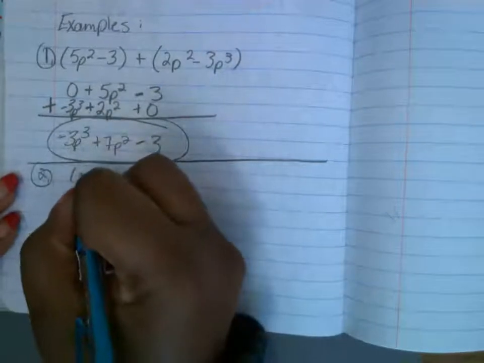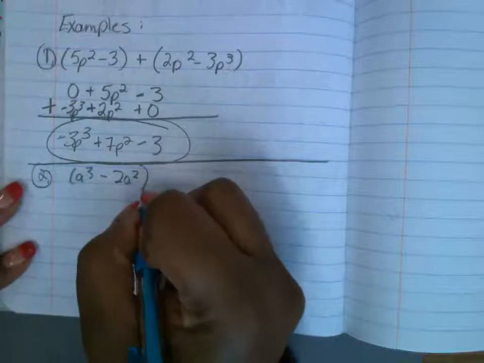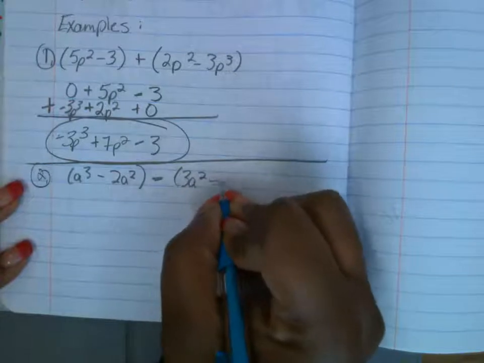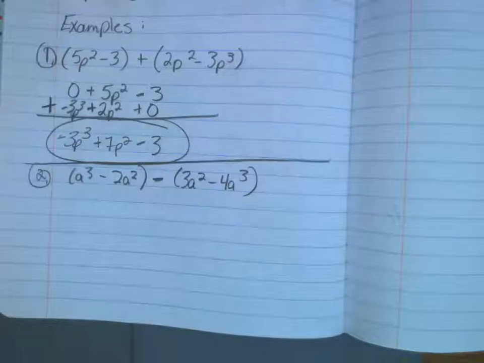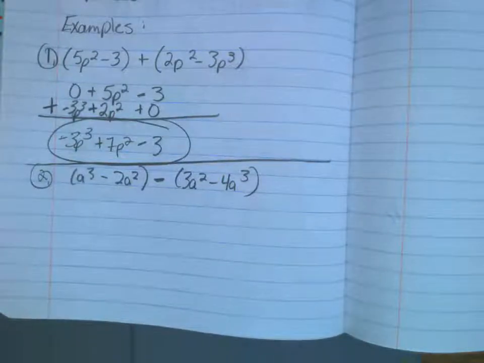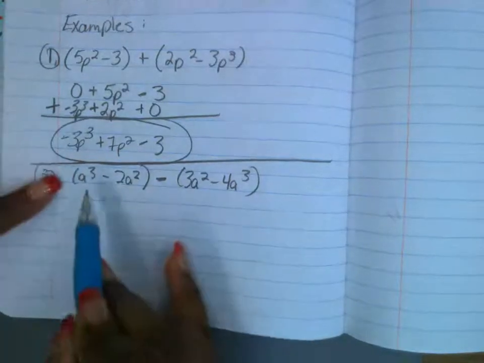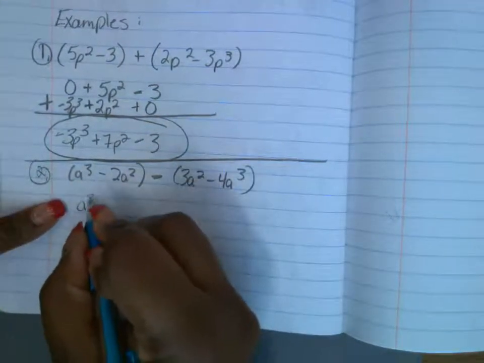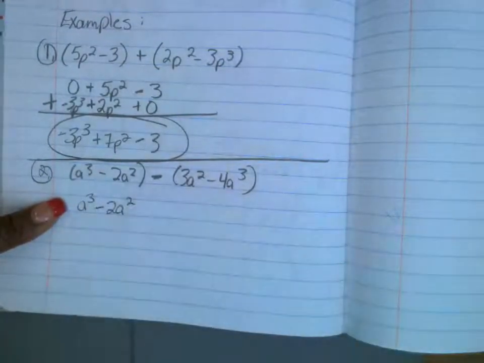All right, we have a to the third power minus 2a to the second. Then we're going to subtract. We have 3a to the second minus 4a to the third. Please copy that down. All right. So we're going to order it by highest exponent. The highest exponent of these is the a to the third. So we write it first. We got a to the third minus 2a to the second.